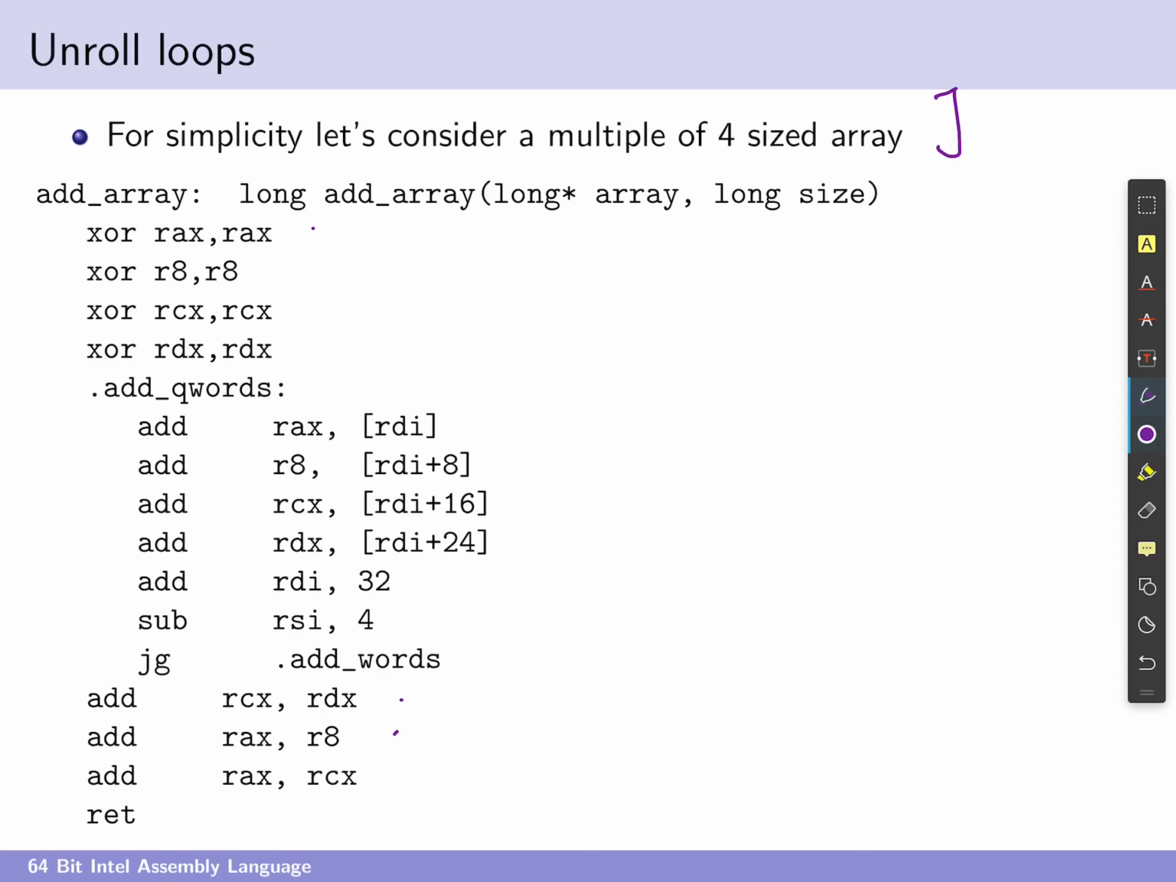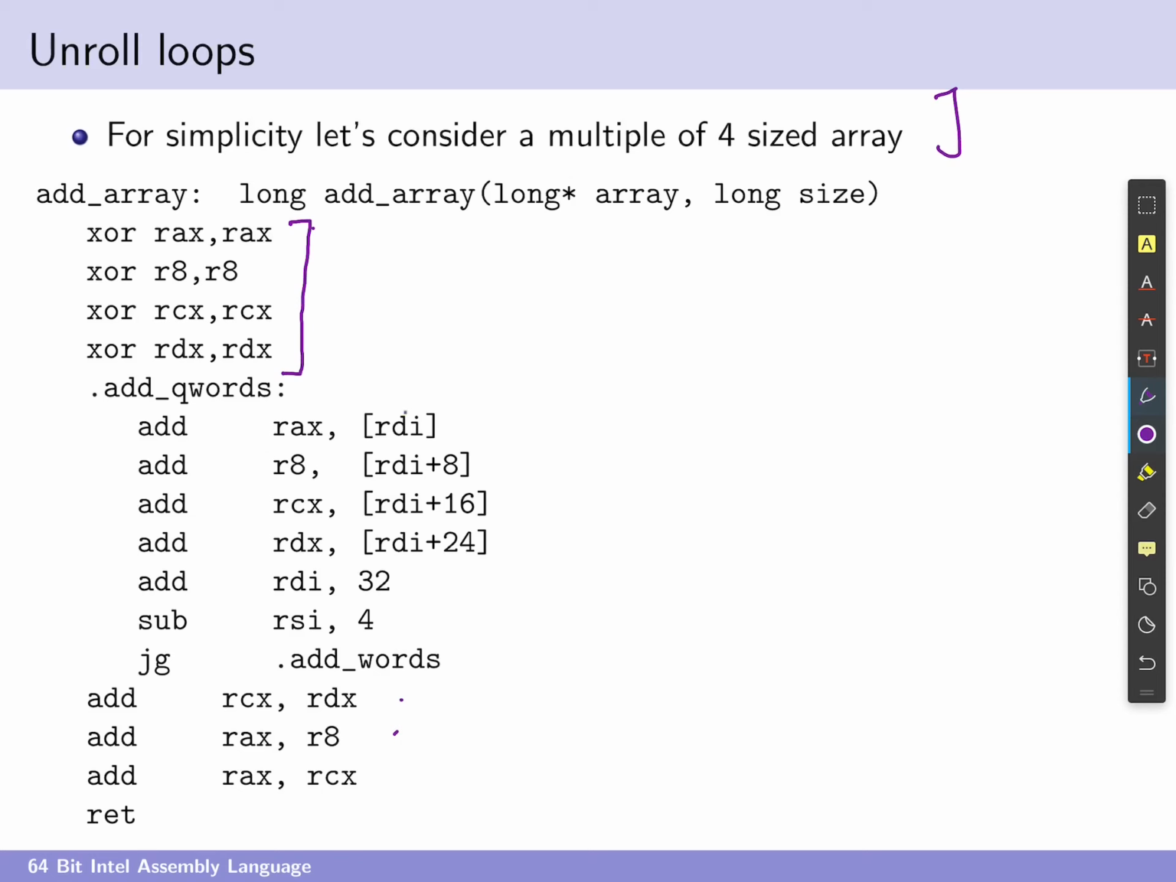We'll see here that I now am going to have 4 registers being used as my partial sums. Before, I had one sum that I was just adding to the whole time. Now I'm going to use RAX, R8, RCX, and RDX as partial sums.